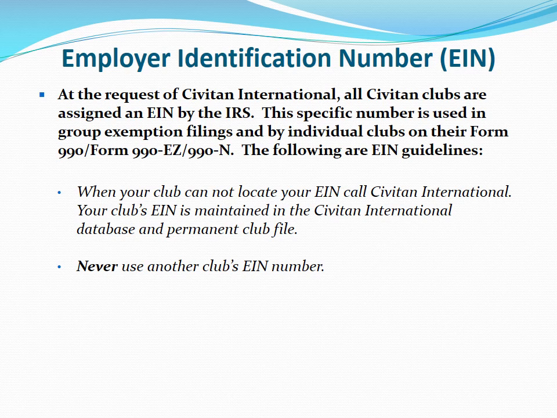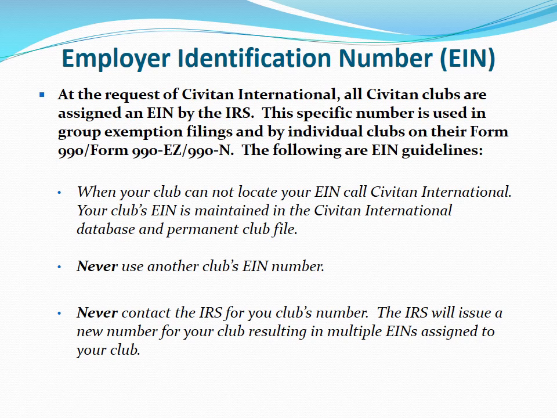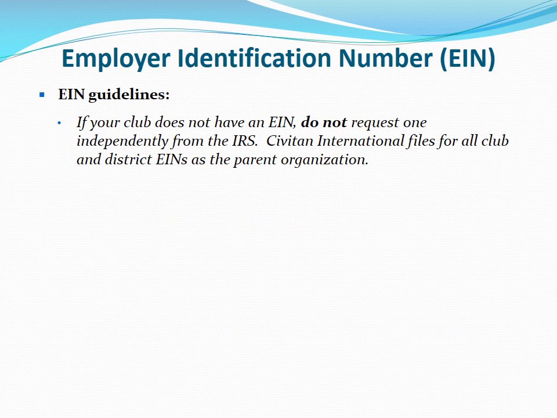Never, under any circumstances, use another club's number. Never contact the Internal Revenue Service for your club's number. The IRS will issue a new number for your club, resulting in multiple numbers being assigned to your club. If your club does not have an employer identification number, do not request one independently from the Internal Revenue Service. Civitan International files for all clubs and all districts. EINs are the parent of the organization.